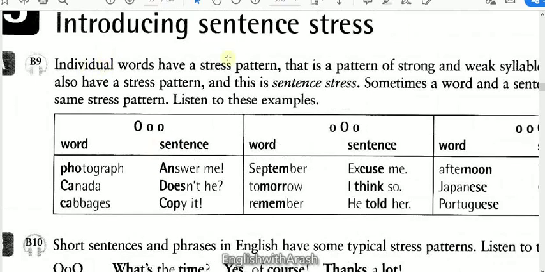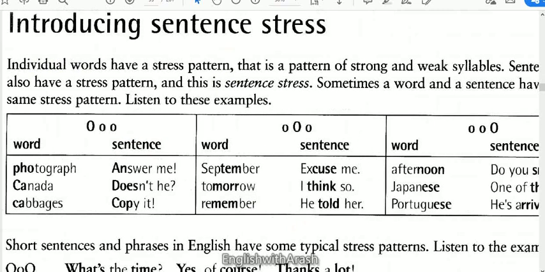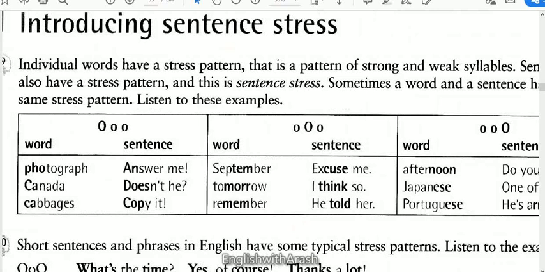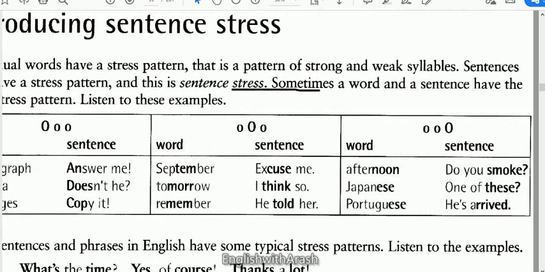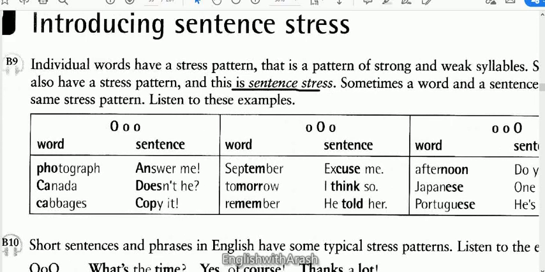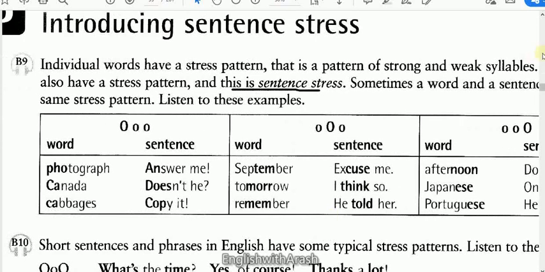It says, individual words have a stress pattern. That is a pattern of strong and weak syllables. Sentences also have a stress pattern, and this is sentence stress. So that's what we're talking about in this lesson, sentence stress. Sometimes a word and a sentence have the same stress pattern. Listen to these examples. These examples are really going to help. Let's take a look at it.